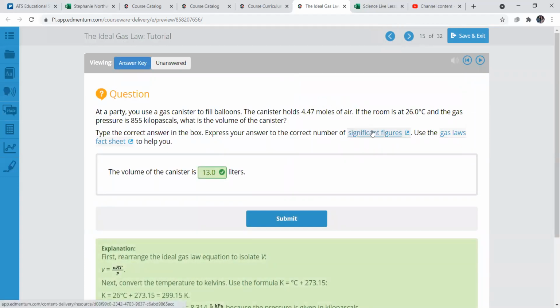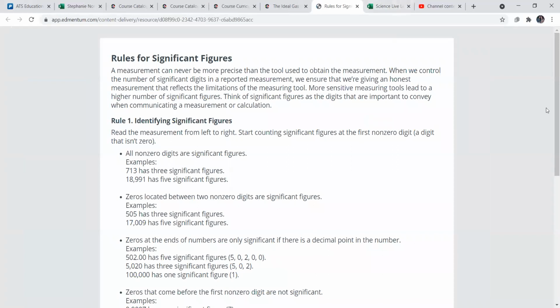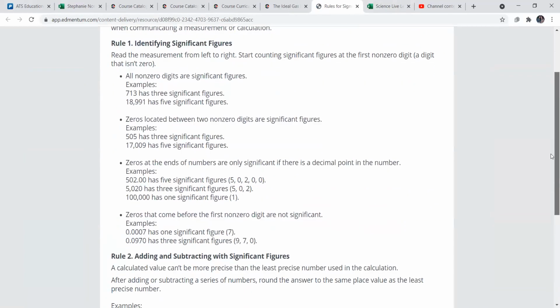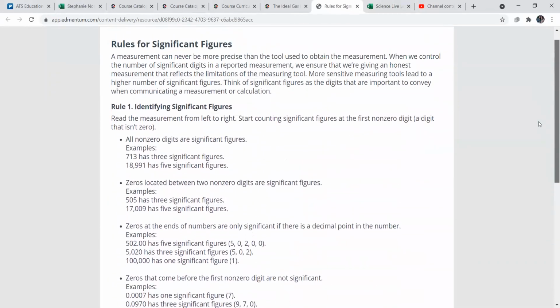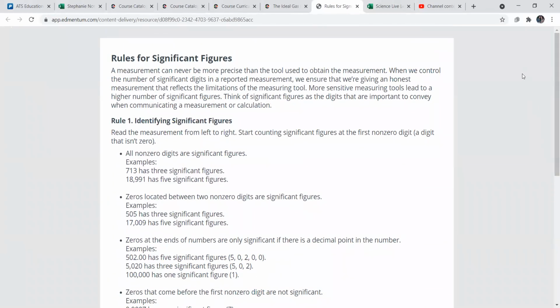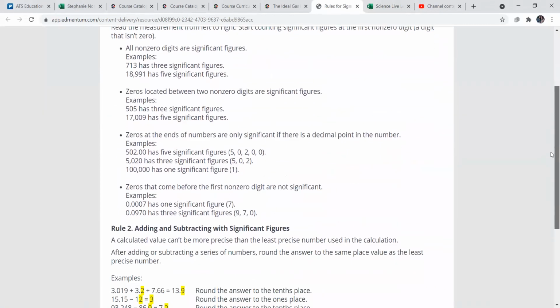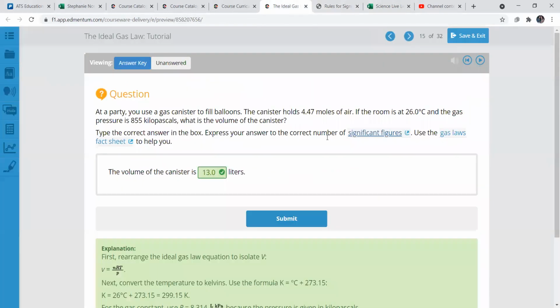All right, significant figures. That was back to our significant figure lesson. If the diagram is confusing, I recommend you go back to the mini lesson I did about significant figures, and that will clear things up even more for you.